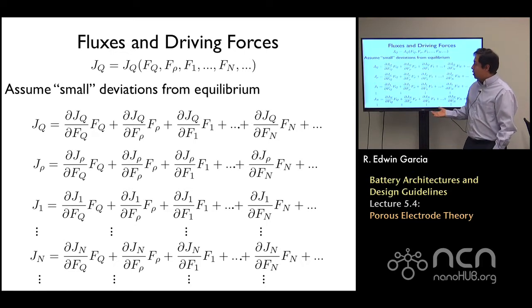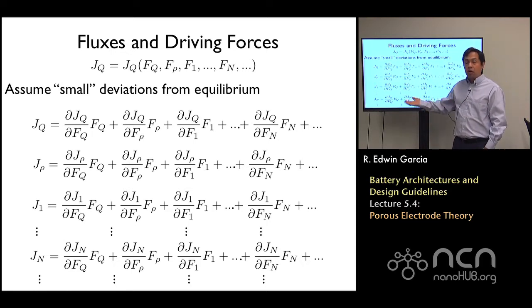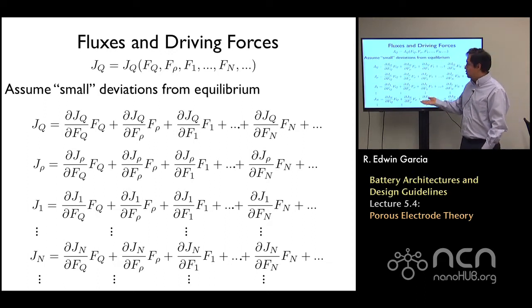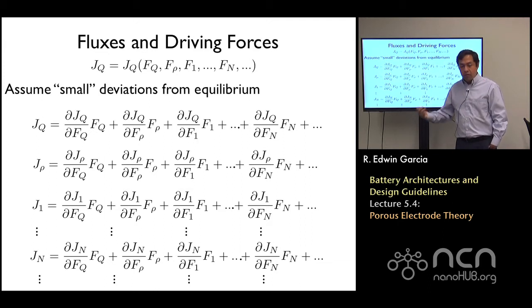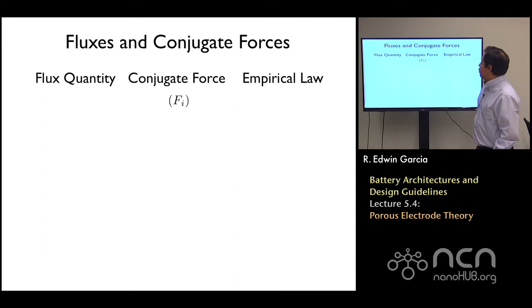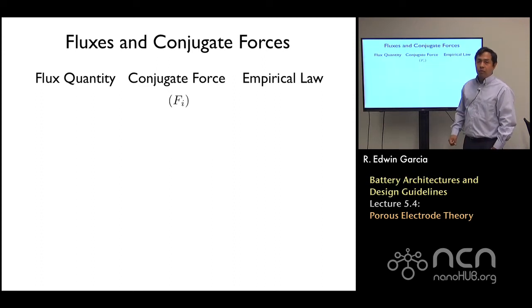Why? Because overall, there's a requirement for the entropy of the system to increase or remain fixed as mass and different fluxes occur. So really, what do these driving forces that we have, these F sub i, okay, some of them we already know.